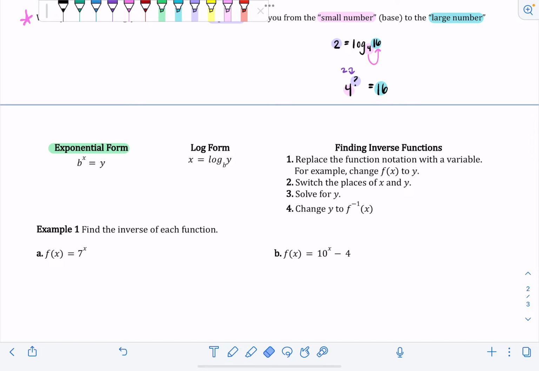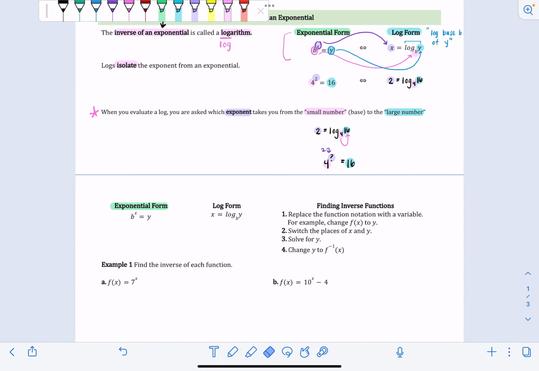Okay, so exponential form, I'm just going to go through and recolor code it the same way so we can refer back to it. Exponential form versus log form, again, they're the same equation, just restructured. So the base of the exponential becomes the base of the log. The exponent from the exponential becomes what's by itself in log form. And then what the exponential was originally equal to is what we're taking the log of.